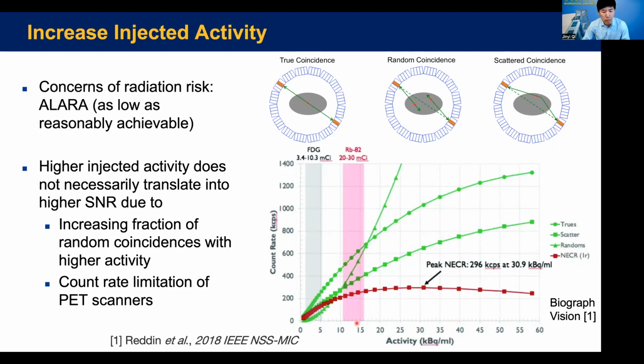Some typical ranges of the injection are shown here. So for FDG, we may be able to increase the dose to maybe double, but for rubidium and C11, there's not much room for an increase in activity.